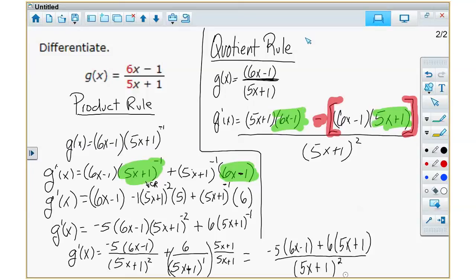So we still got one more step, and it looks like the x's are going to cancel. Is that right? Looks like the negative 30 plus 30 cancel. And then negative 5 times negative 1 is 5. And then 6, so that's 5 plus 6 is 11. Did y'all get 11? Yeah. All right, so I got 11 over 5x plus 1 quantity squared.